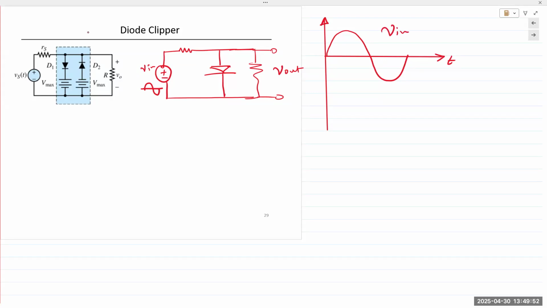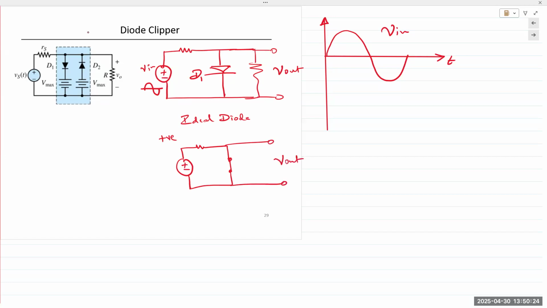What do you think is V out? Let's use the ideal diode model. Positive half cycle. What happens to diode D1? Is it on or off? Right, it's on. So ideal diode model, positive half cycle, diode is on. Plus minus resistor, short circuit. So what is V out?